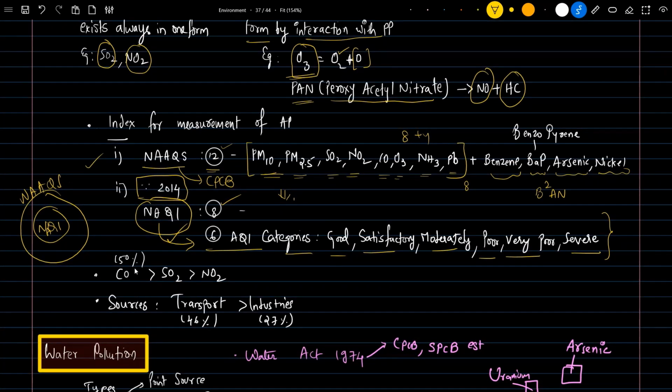In air pollution, the most common air pollutant is carbon monoxide (CO), followed by SO2 and NO2. So these three are the top 3 air pollutants. The next major source of air pollution is transport, which constitutes more than 45%, followed by industries. Remember, industries is not the first, but rather transport is the major contributor or major source of air pollution.